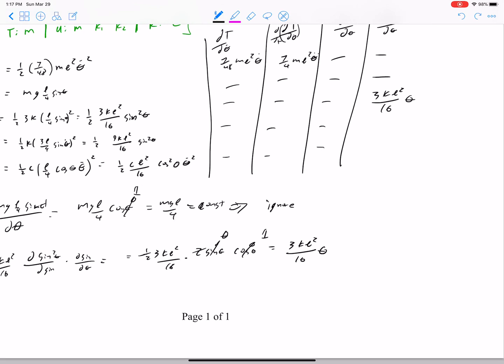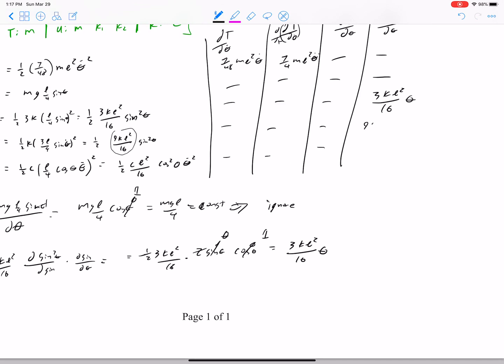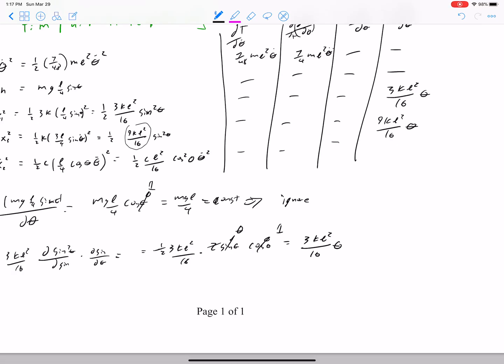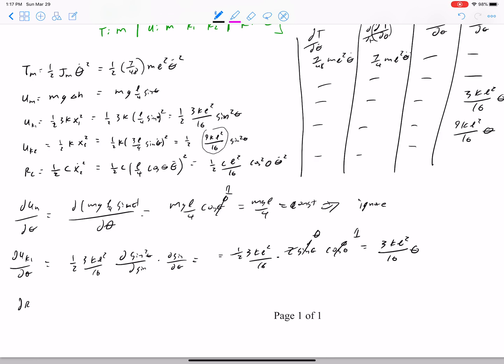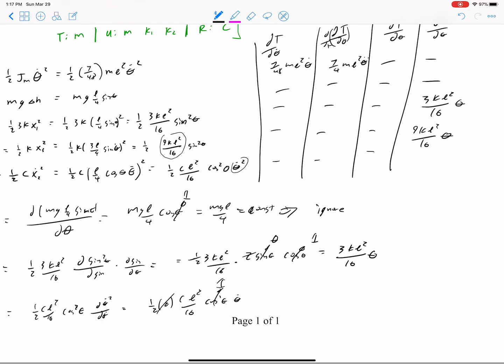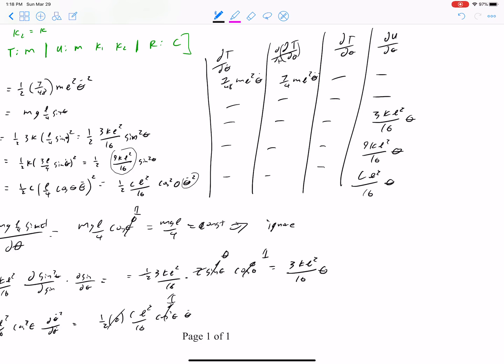The dU2 is pretty much the same. I can just take this number right here, so that becomes 9kL squared over 16 theta. And then this one right here, dR_c/d theta dot, is equal to, well, that's the theta dot right there. So it becomes 1/2 times cL squared over 16 cosine squared theta times d theta dot squared d theta dot. So that just becomes 1/2 times 2, pull that out, cL squared over 16 cosine squared theta, theta dot. Those cancel, that goes to 1. So this becomes cL squared over 16 theta dot. Okay, there we're good.